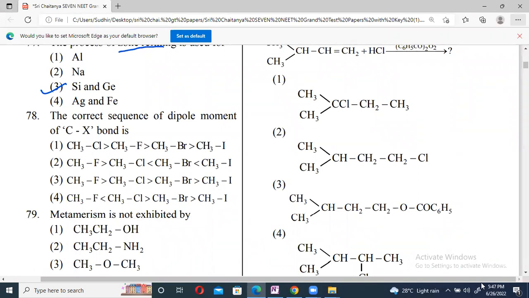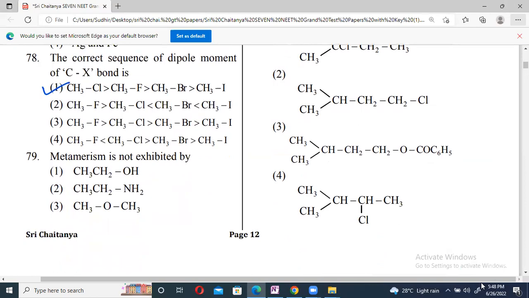Now question number 78. The correct sequence of dipole moment of C-X bond. Maybe you know that this part I have given in my notes. Chlorine will be more than fluorine, than bromine, than iodine.